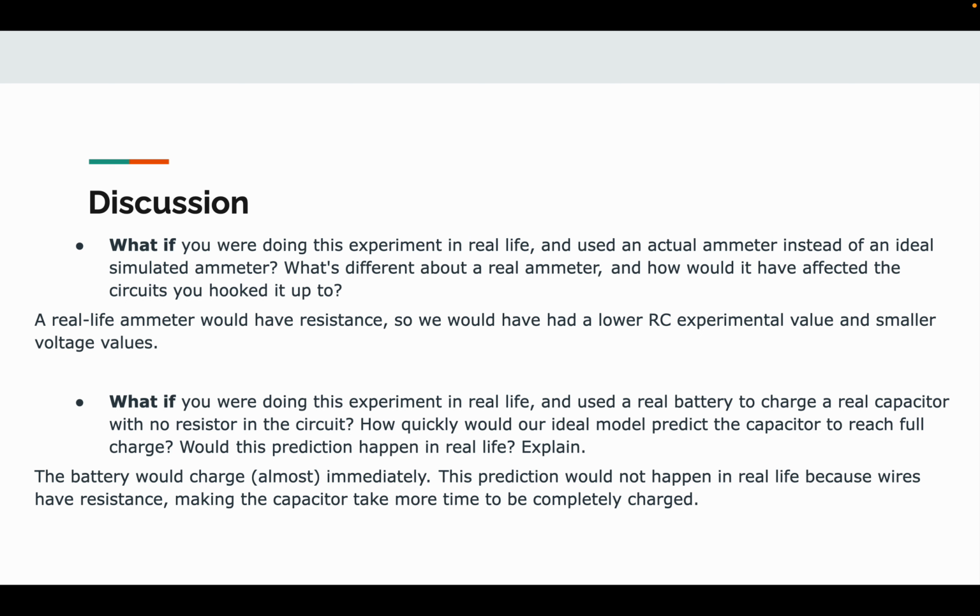So the what-if questions mostly revolve around how the circuit would change in the real world. For the first part, it would be because the ammeter does have resistance, so the RC value will be lower, and the voltage values would be lower because there is resistance. And then for the battery question, it would charge almost immediately. It's almost instantaneous. But the prediction would not happen in real life because wires do have resistance, so the capacitor would take more time to be completely charged.